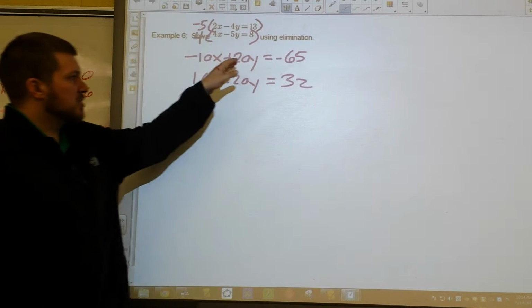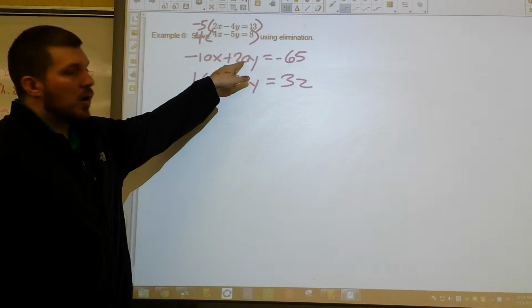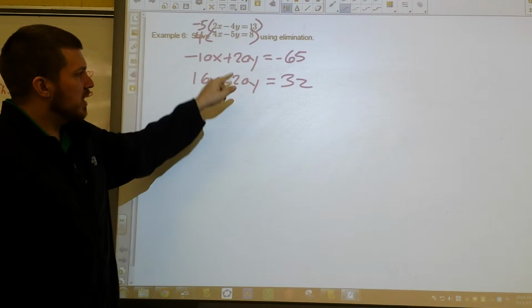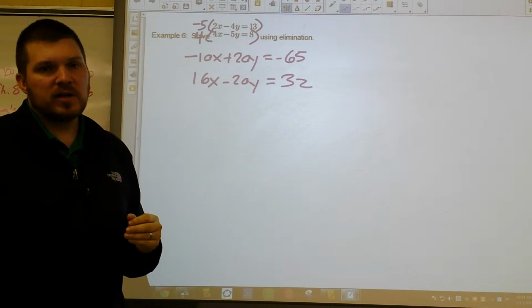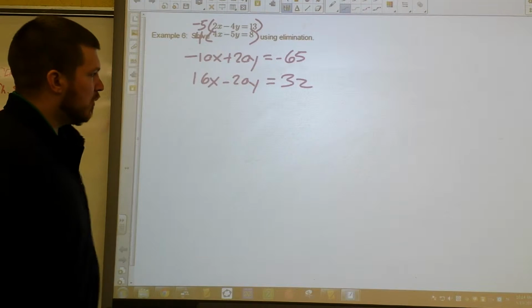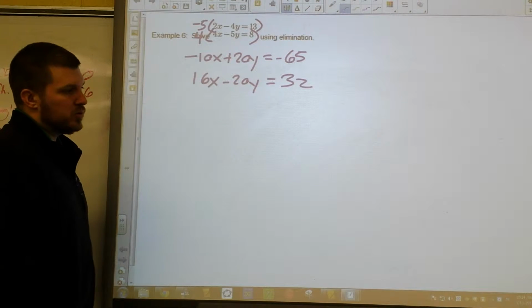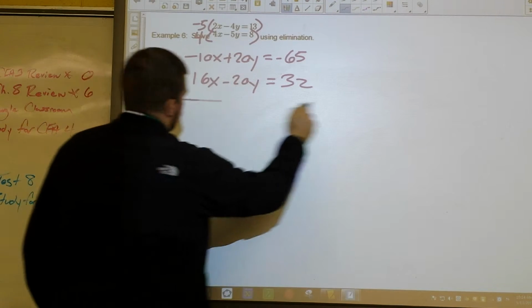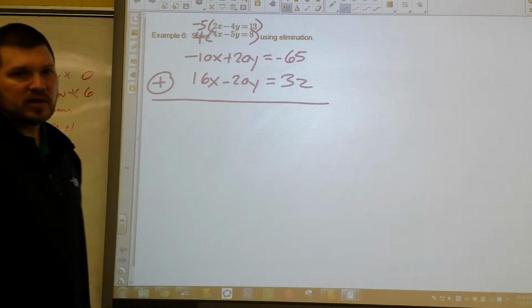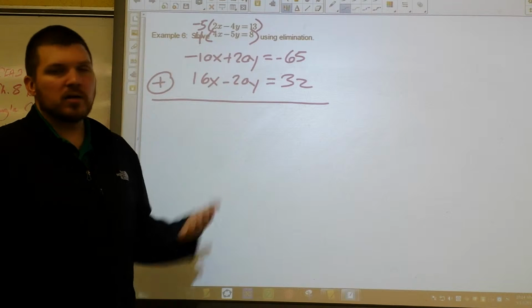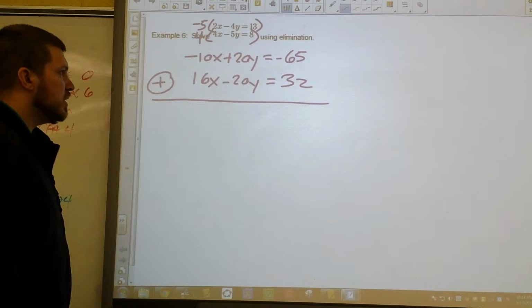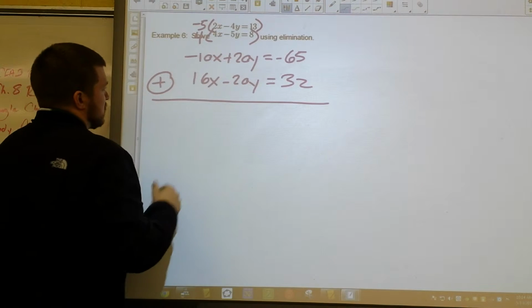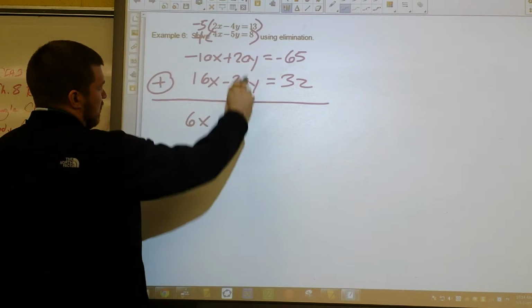Now you can easily see that my y's are opposites. I have positive 20y and negative 20y. That's exactly what we needed to happen since I chose to eliminate my y's. To eliminate the y's, what I'm going to do now is to add. I'm going to add these two equations together. X's go with x's, y's go with y's. Regular numbers go with regular numbers. It's really that easy. So negative 10x plus 16x is 6x.